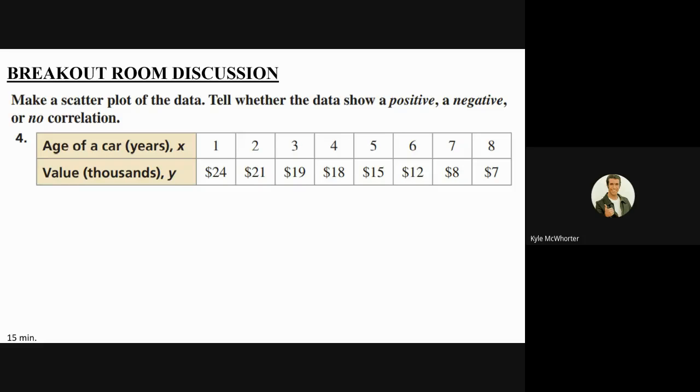Okay, so let's go back to this. What did we come up with? Did we come up with a positive, a negative, or a no correlation? Positive, I think. I came up with the negative. I think it's either positive or negative because I can't tell if it starts on the left side or the right side. Well, let's take a look. I say it's negative because the value of the car decreases over time. But if it starts on the left side, it starts with 7,000 and increases to 24,000.